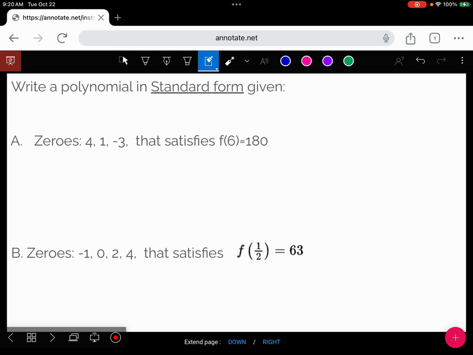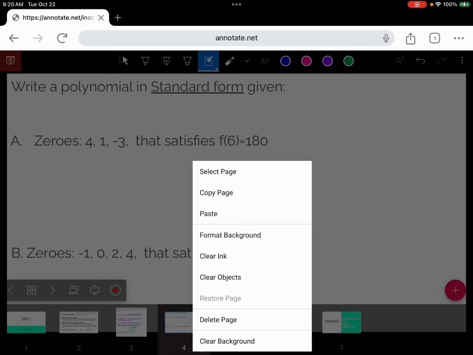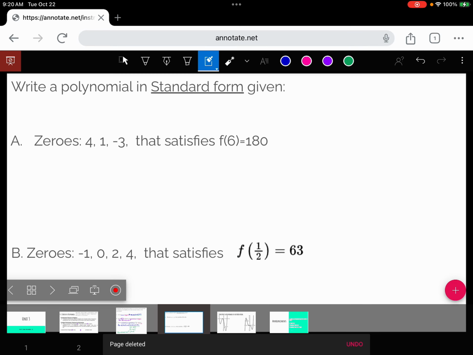All right, so we're going to do A and B. I had them separated onto separate pages, but then the screen decided to be a jerk. Oh, it's going to do that thing again. Boop, there we go. Okay.